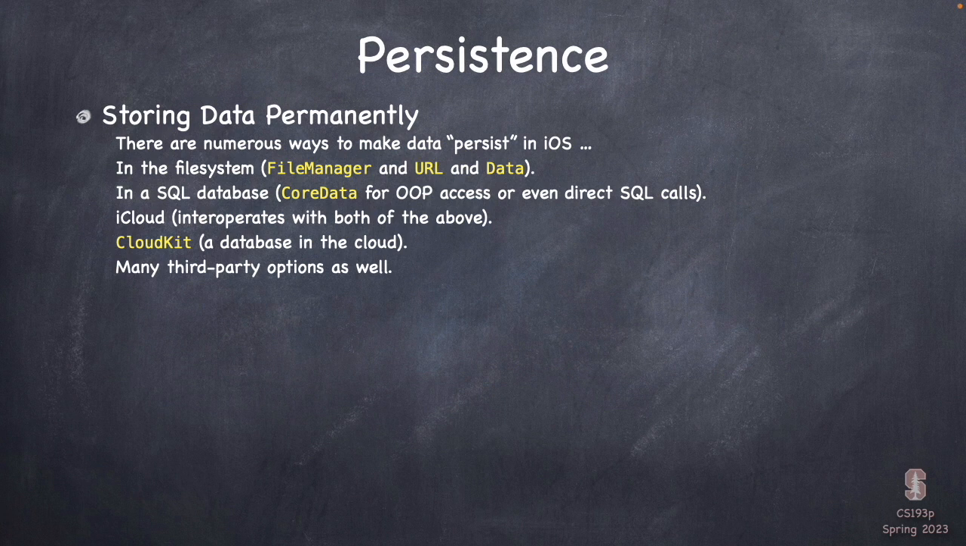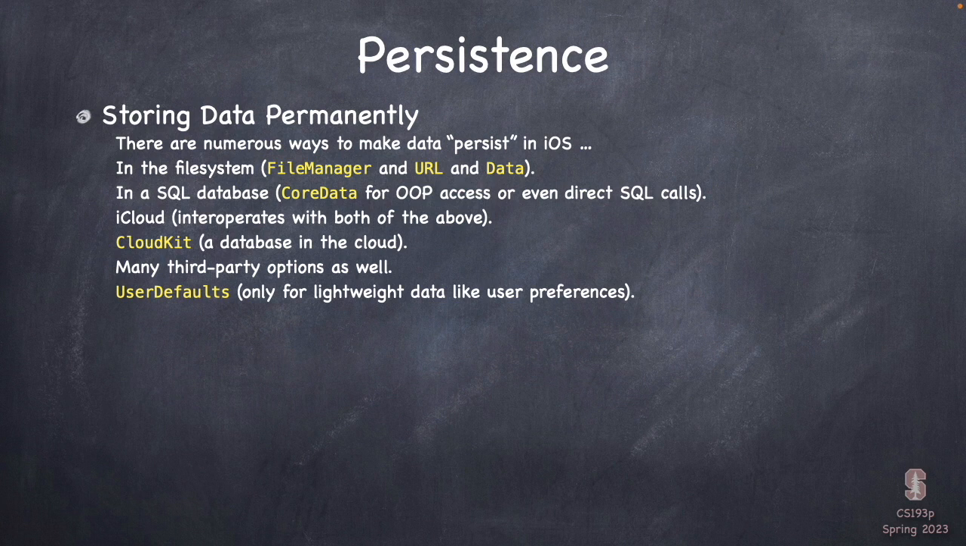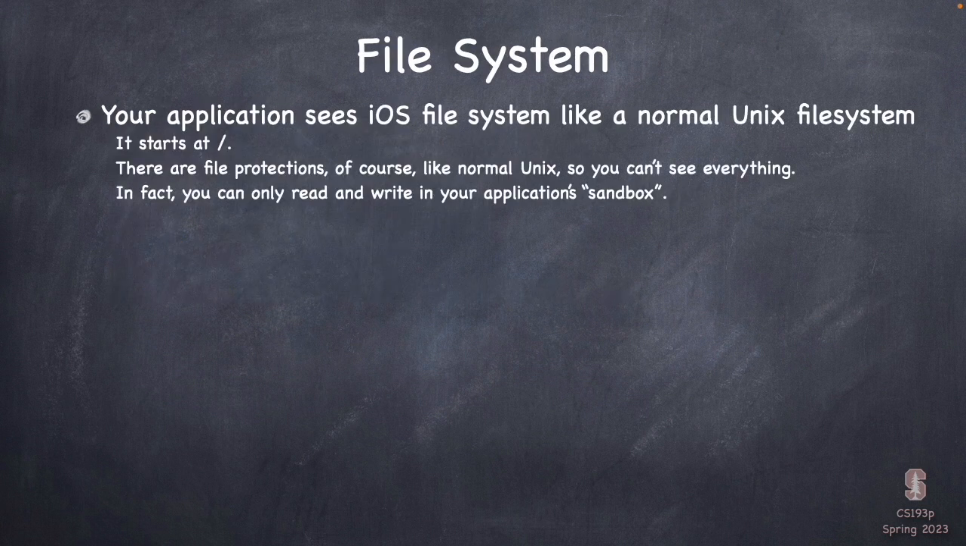There's a lot of third-party options as well, especially for storing things on the network. And last and definitely least, there's UserDefaults, which is really like a persistent dictionary that you can put stuff in, but it's only for lightweight stuff, user preferences. So today I'm going to talk about the first thing there and the last thing. I'm not going to talk about any things in the middle, and we will talk about that later in the quarter. Let's talk about the first one there, which is storing things in the Unix file system.